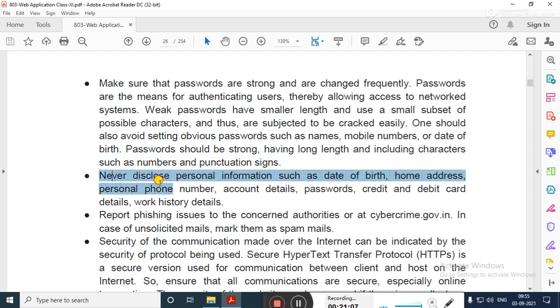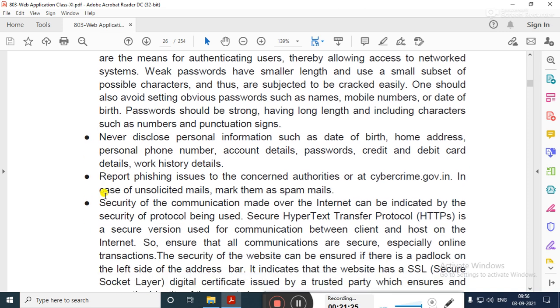Never disclose your personal information such as date of birth or home address. Nowadays every bank and every official place makes all customers aware not to share your OTPs, your CVVs, or any kind of personal data or documents with anybody.